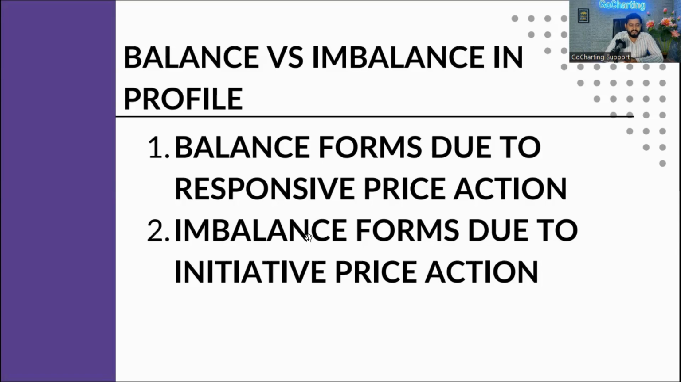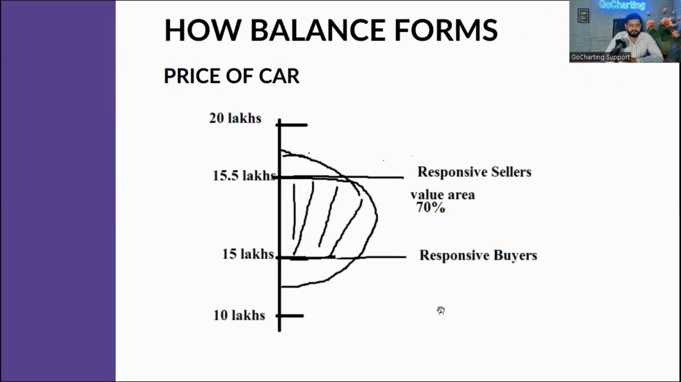Okay, so let's understand what is responsive price action and what is initiative price action. Now, let's first try to understand how balance forms, and then we will try to understand how imbalance forms. Okay. Now, friends, balance forms generally when the price of an instrument is inside its value area, or you can say in the range of its real value.